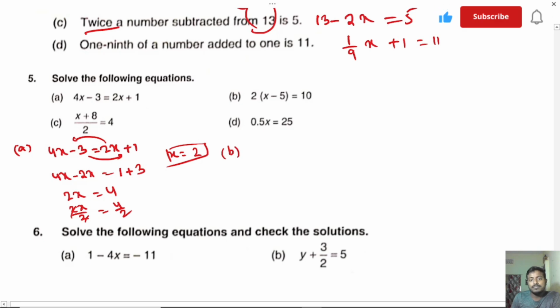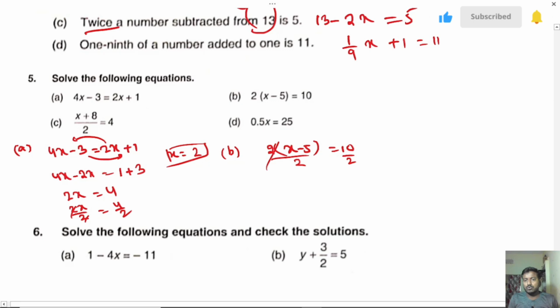Similarly, b number: 2x minus 5 equal to 10. First we divide, so divide by 2 on both sides, so 2 cancels. x minus 5 equal to 5, then we add 5, then 5 cancels. We also add on the right side, that is plus 5, so x equal to 10.